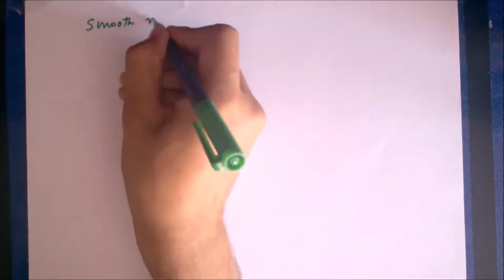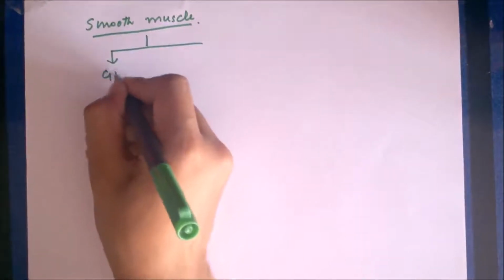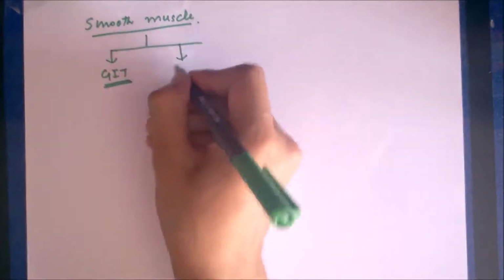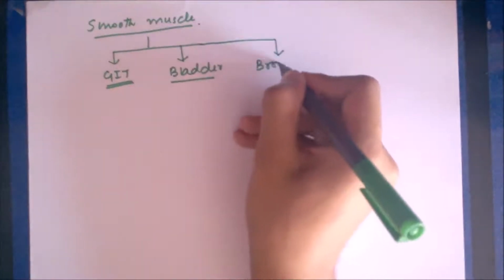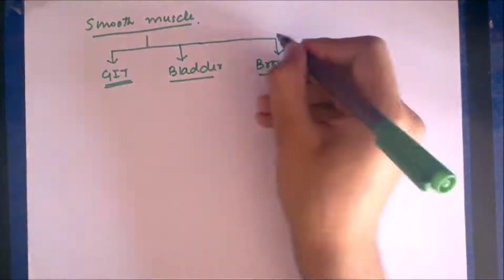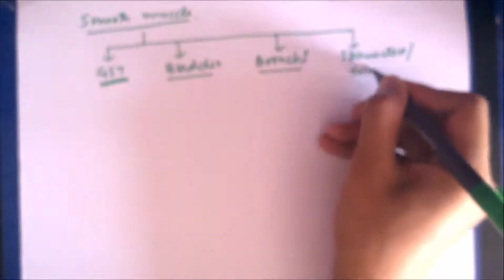In order to understand the effect of acetylcholine on smooth muscles, we should know various locations where these smooth muscles are present. These smooth muscles are present in the gastrointestinal tract. They are also present in the bladder, the detrusor muscle. They are also present in the bronchi, that's bronchial smooth muscle, and they are present in the muscles of various sphincters and in trigone of bladder.